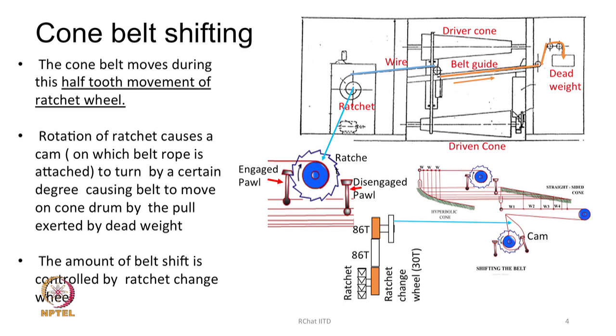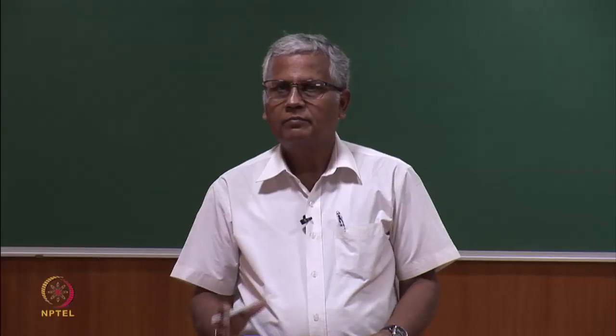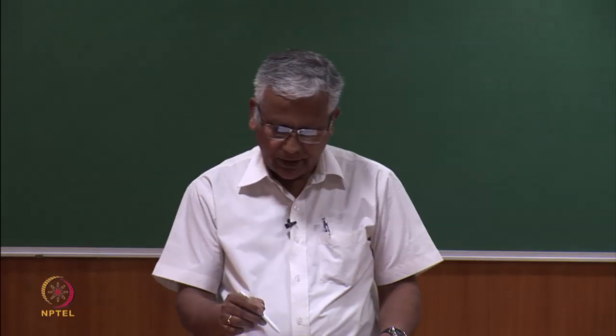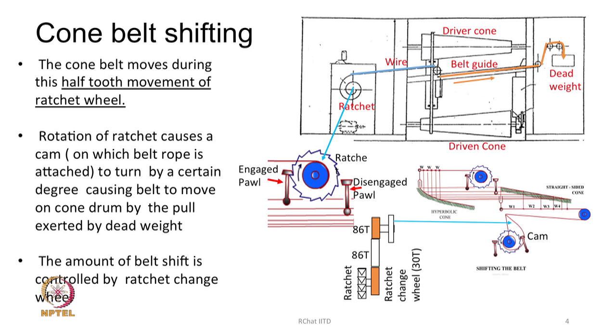Because the cam is there, the belt shifting will not always be by an equal amount, because the rope or string is passing over the cam. So, for the same degree of rotation of the cam, the amount of belt shift is going to be different, and that we need, because the cone drums are not really hyperbolic.